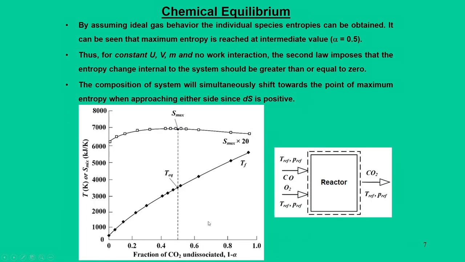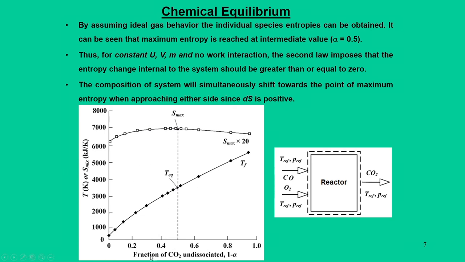Now, by putting this, let us try to analyze these reactions in the graphical form. If you look at this particular figure, this is plotted against the fraction of CO2 dissociated, that is 1 minus alpha, versus temperature and entropy of the mixture. What you see when you look at these two graphs closely, we have some important points.